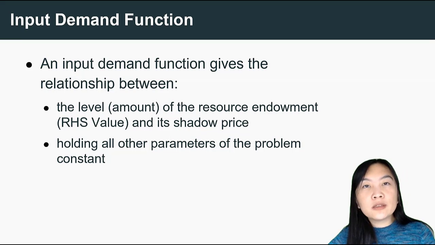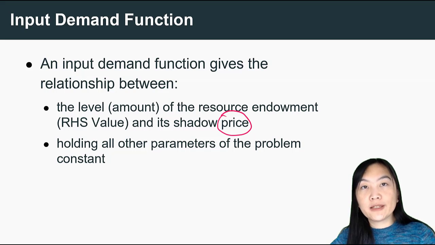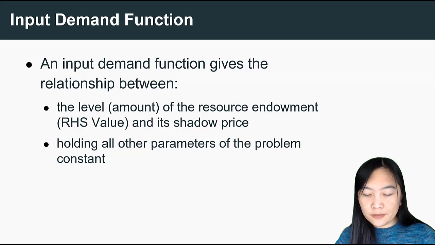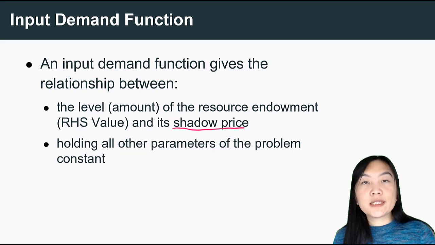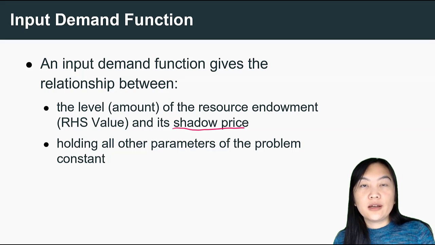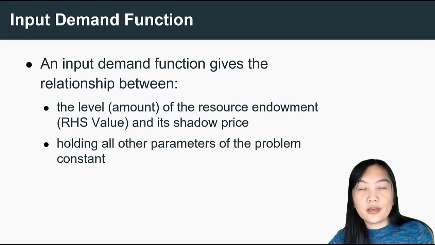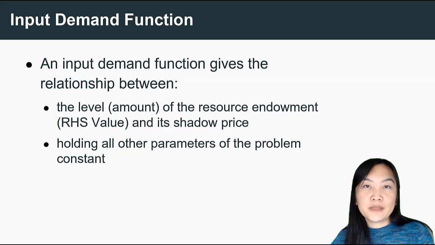This is a little bit different from the input demand function that you have seen before. In the production function analysis, it's a relationship with a given input price. However, here we calculated the shadow price. Most of the time, the shadow price is not observable. It's a price that the producer is willing to pay, and this is actually what we get from the analysis.